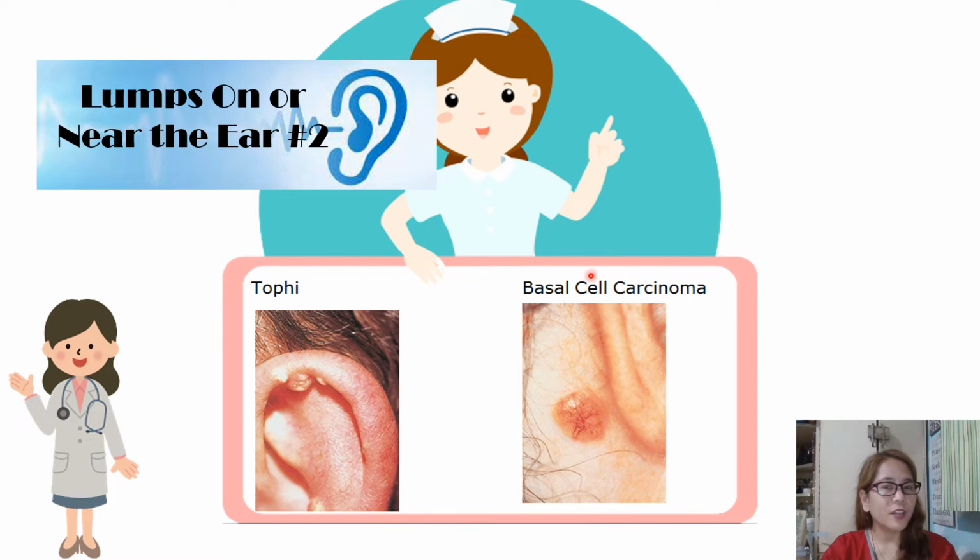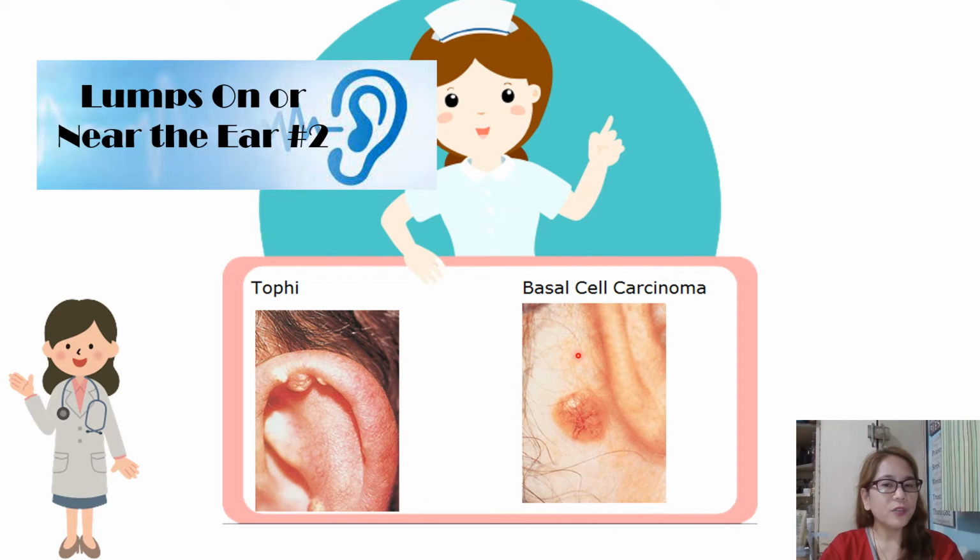So these are other abnormal findings or lumps on or near the ear. We have the tophi. So the tophi or tophaceous gout occurs when the uric acid crystals form masses or white growths that develop usually around the joints or tissues that the gout has affected. So this is tophi, a sign of gout arthritis.